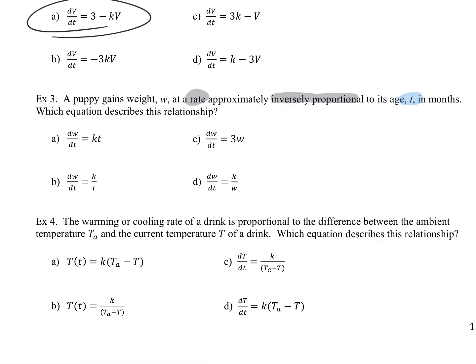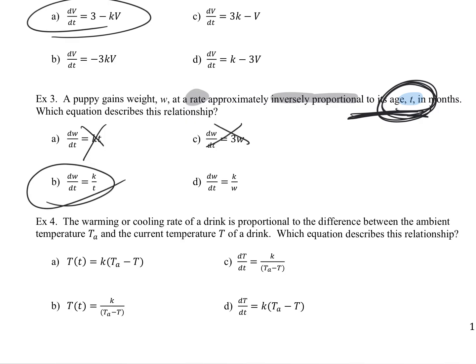Puppy gains weight at a rate. Do you agree these are all rates? Okay, so that's not going to help us. He says inversely proportional, so we have to divide. So I agree C and A are out. Yeah, and you're saying, careful, it's inversely proportionate to its age and time, T. So I do like B.